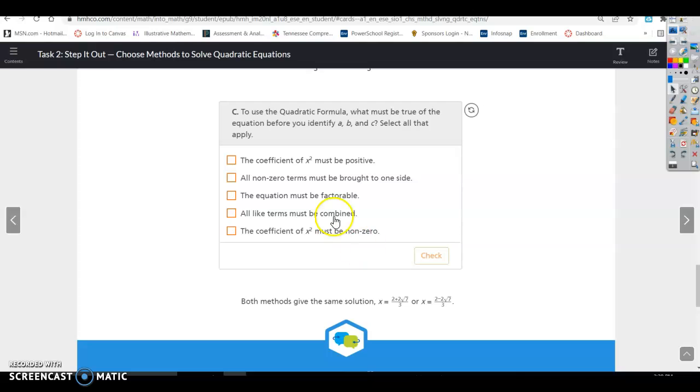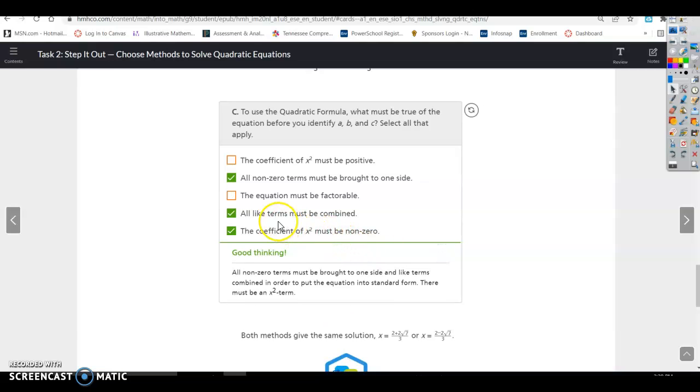All right, so it says use the quadratic formula. What must be true of the equation before you identify a, b, and c? Select all that apply. So the coefficients must be positive? No, they must not be 0, but they can be negative, so that one's not true. All non-zero terms must be brought to one side, true. The equation must be factorable? Not necessarily, to use the quadratic formula. All like terms must be combined, and the coefficient a must not be 0. So it means it has to have an a term.